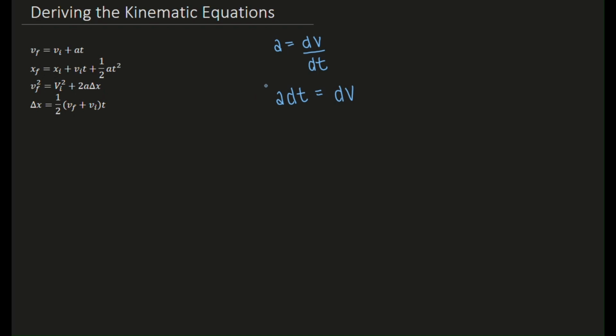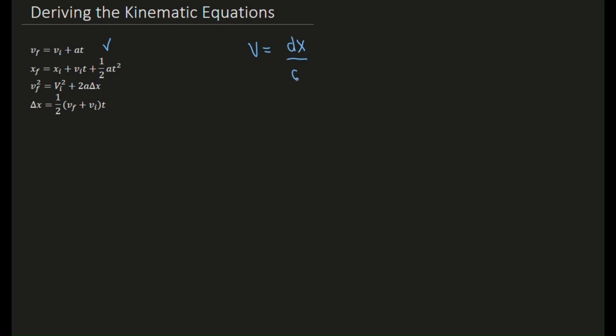We can integrate each side of our equation. The left-hand side will be integrated from some time t to some initial time we will set to be 0, and the right-hand side can be integrated from some initial velocity to some final velocity. What I get is acceleration times time is equal to some final velocity minus some initial velocity. I can set this equal to the final velocity being the initial velocity plus acceleration times time, which gives me my first equation.